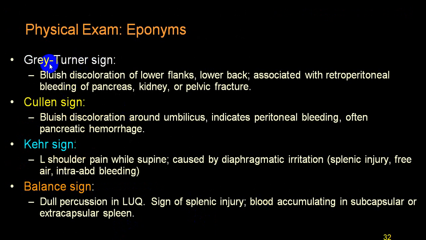On examination, Grey Turner's sign is the bluish discoloration in the right iliac fossa or left iliac fossa, or we call lower flanks, which is a characteristic of retroperitoneal bleeding, which is very common in acute hemorrhagic pancreatitis, rupture of kidney, or maybe even in a case of ectopic pregnancy rupture, etc., or we call hemoperitoneum. Cullen's sign is also the same, but it is a bluish discoloration around the umbilicus. Again, it is in peritoneal bleeding, very frequently because of hemorrhagic pancreatitis.